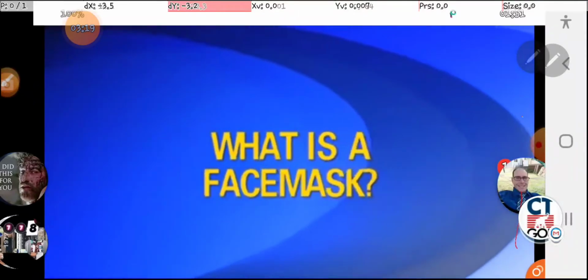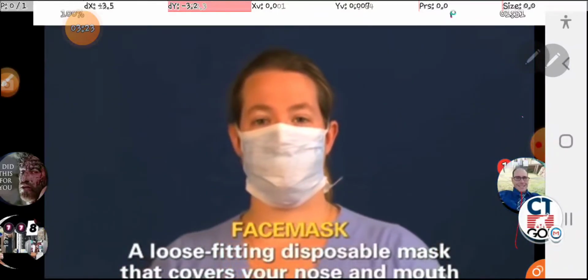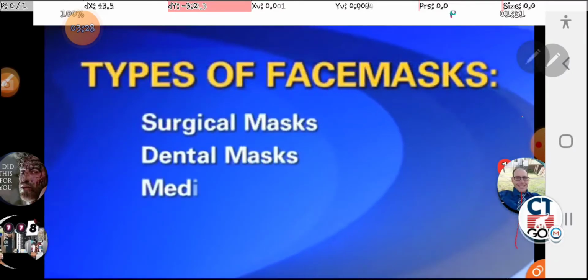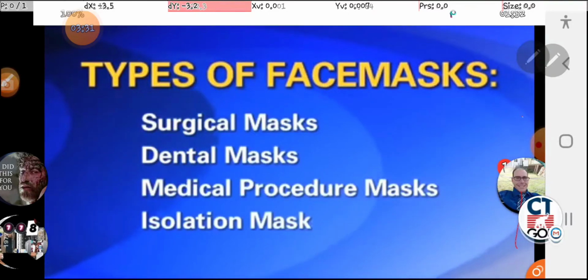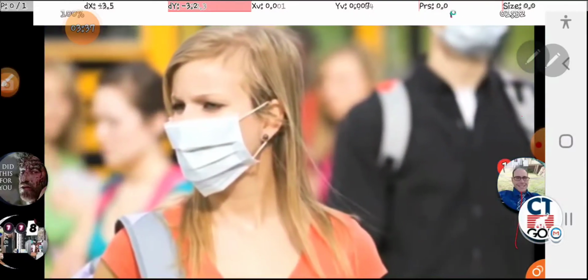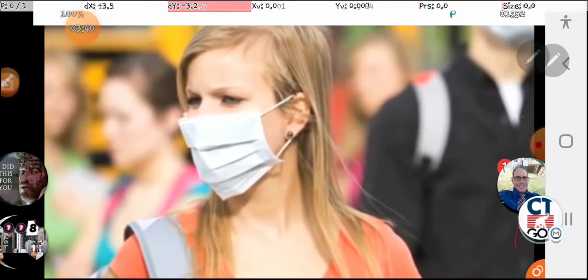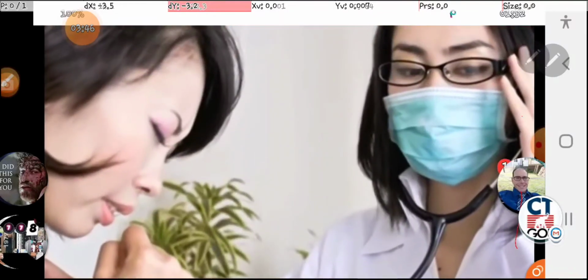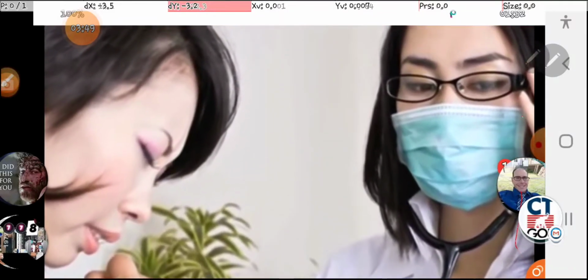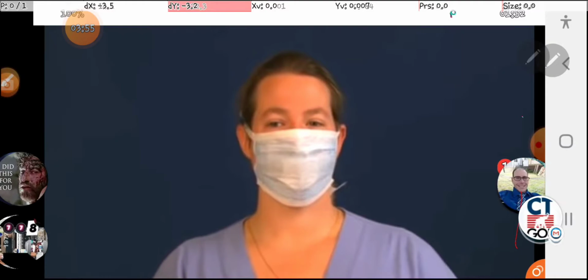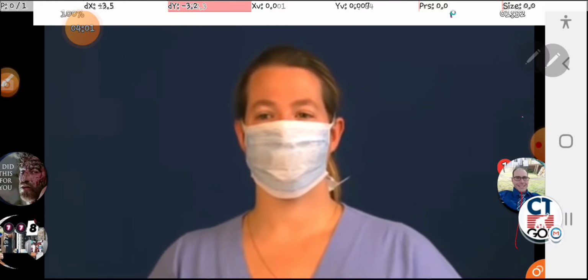What is a face mask? A face mask is a loose-fitting, disposable mask that covers your nose and mouth. Surgical masks, dental masks, medical procedure masks, isolation masks, and laser masks are all types of face masks. Face masks help stop large droplets from being spread by the person wearing them, whether that person is a patient or a healthcare worker. Face masks also keep splashes or sprays from reaching the mouth and nose of the person wearing them. However, face masks are not designed or certified to seal tightly against your face or to prevent the inhalation of small airborne contaminants.